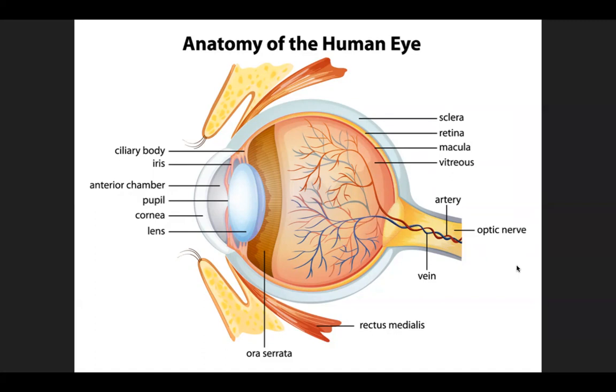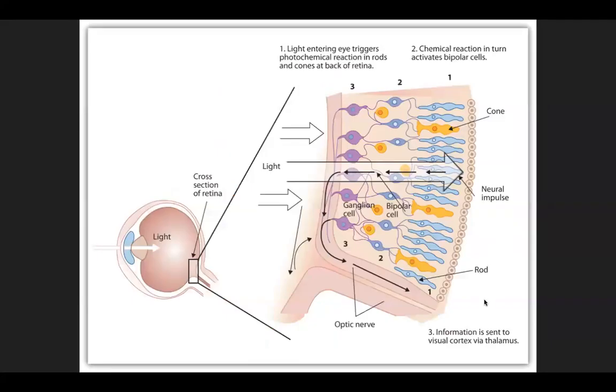So looking at the retina in depth, which again is this back area of the eye, we see that there are three main types of cells in the retina. We have the ganglion cells here, the bipolar cells, and then we have our photoreceptors, which are two types of photoreceptors, the cones and the rods, which we will go more in depth into as well.